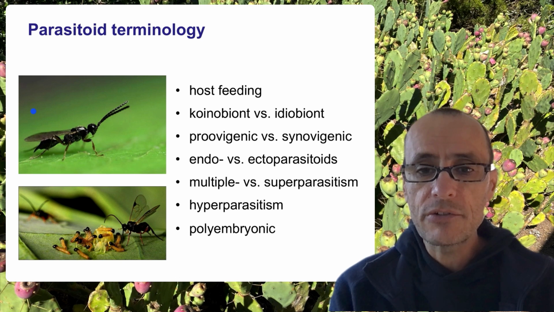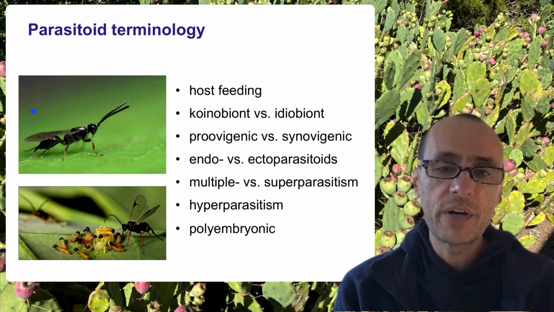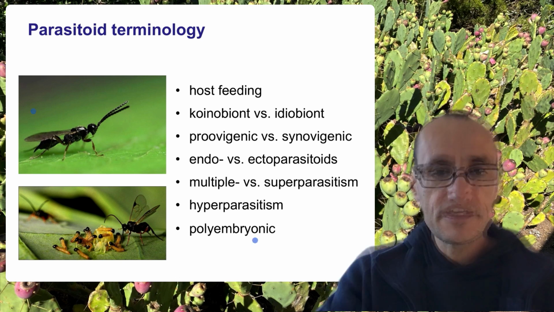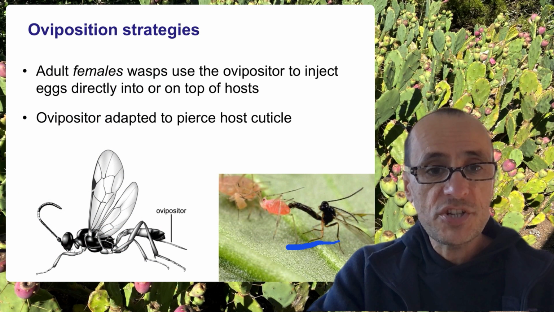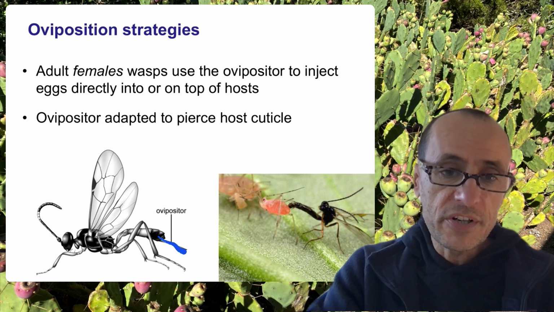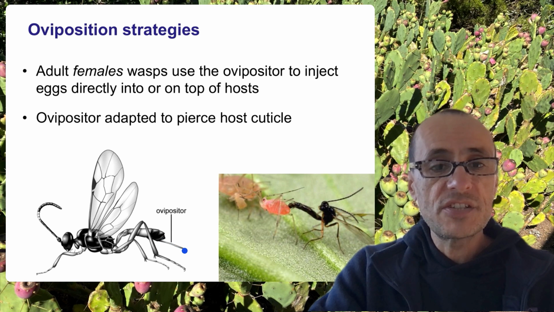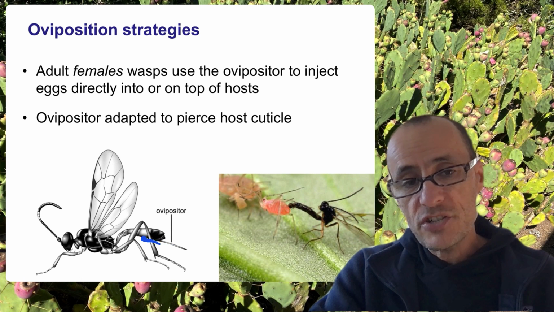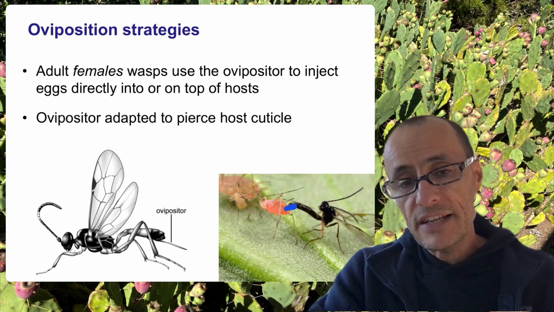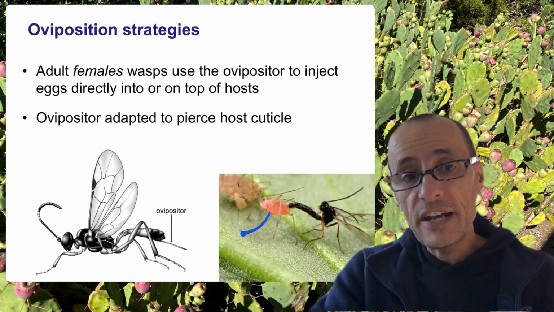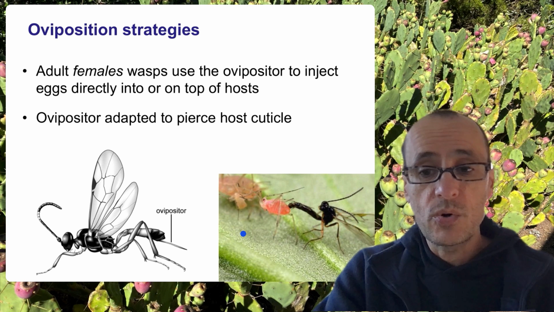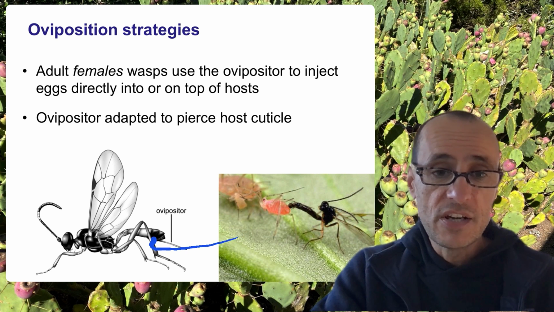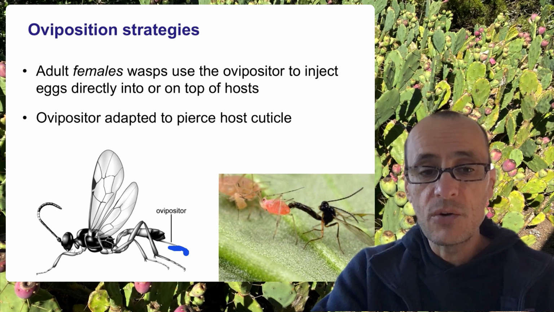Some terms that you'll encounter in the parasitoid world, you might want to look some of these up. There are various strategies for oviposition. The ovipositor is a modified series of sclerites that allow the parasitoid to inject eggs either on top of or inside of the host. Sometimes the ovipositor also is used to deliver venoms that paralyze or otherwise immobilize a host. So there are venom glands associated with this.